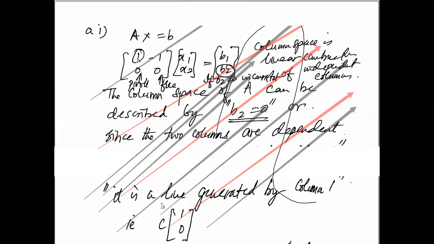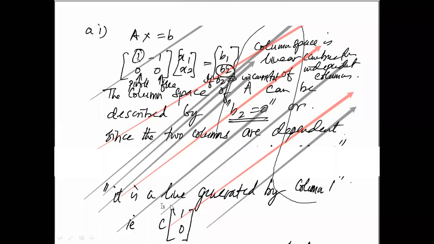Okay, so the column space of A can be described by b2 equal to 0. Since the two columns are dependent, this just turns out to be the line which is generated by column 1, that is 1 and 0. So you'll have c times (1, 0).